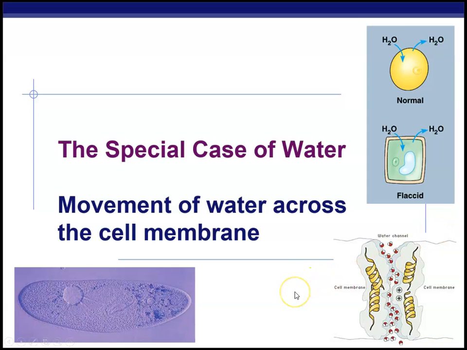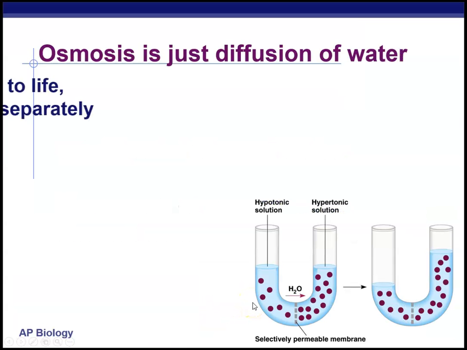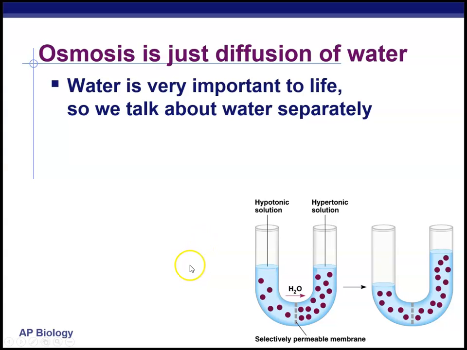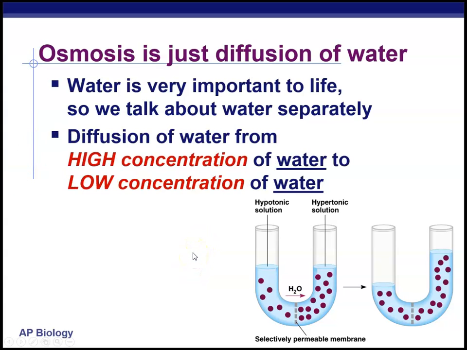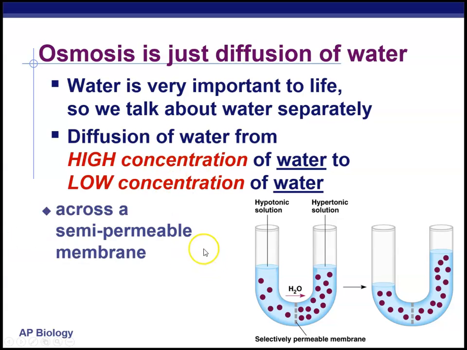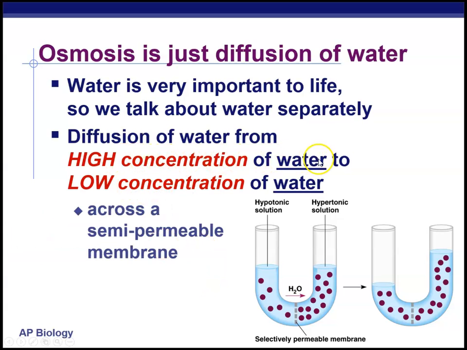Let's look at the special case of water. After all, life depends on water. This picture here, this is a paramecium. It's a type of protist. Looks like it's going to have some water action here in a little bit. So the movement of water across the cell membrane is called osmosis. It's a simple type of transport. It does not require any extra energy in the form of ATP. So when we do this, we say that water moves from a high concentration of water to a low concentration of water across the semi-permeable membrane.